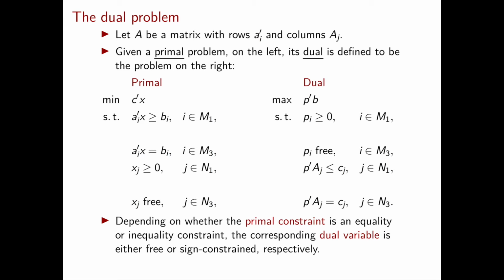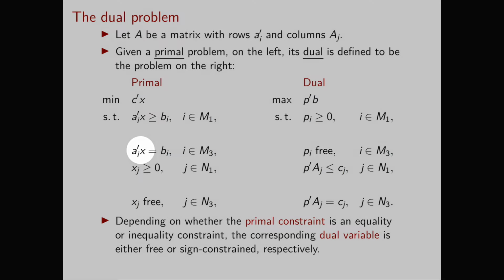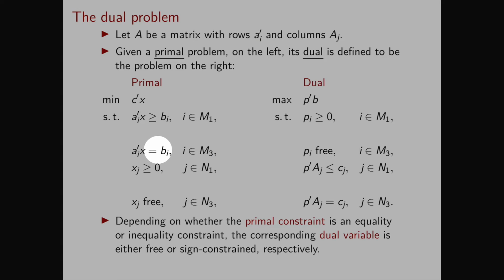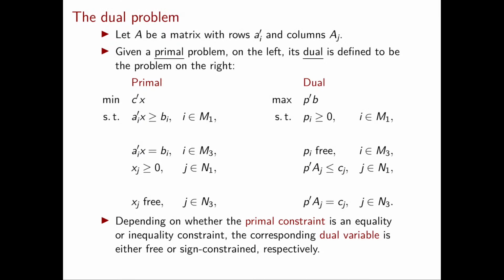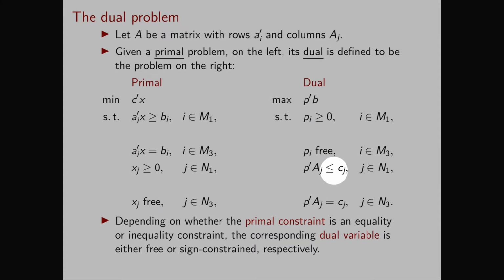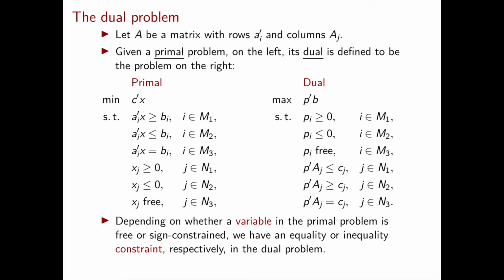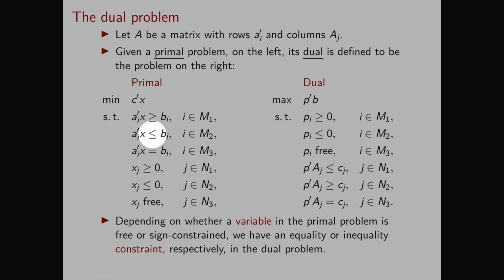For every equality constraint in the primal of the form a_i transpose x equal to b_i, we introduced a dual variable p_i which was free. Moreover, for every non-negative variable x_j in the primal, in the dual we had the inequality constraint p transpose a_j less than or equal to c_j. At this point, we still have to consider inequality constraints in the primal of the form less than or equal to, and variables in the primal that are non-positive.